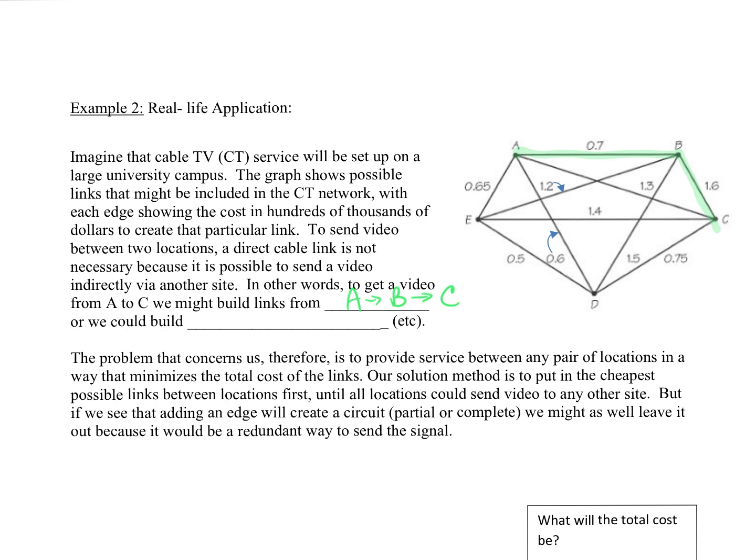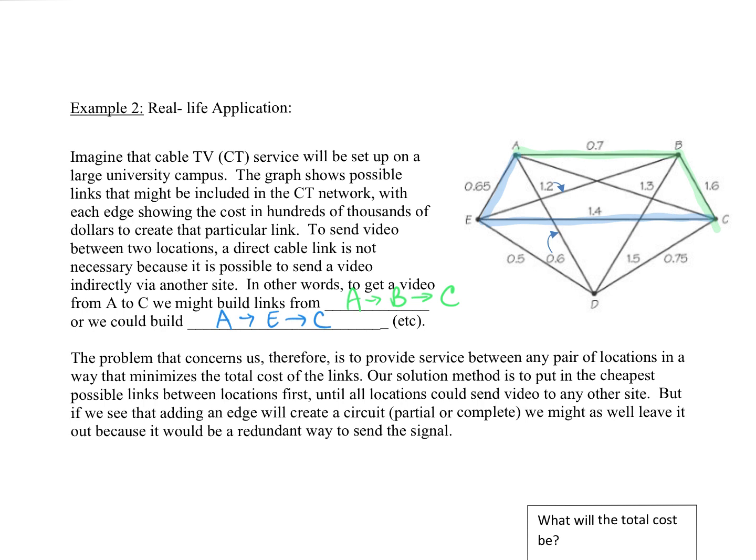I could also build services to vertex C by going through vertex E and then to vertex C. So I could do it that way too. I could go A to vertex E to vertex C. That's also a possible solution. All right. It's coming.